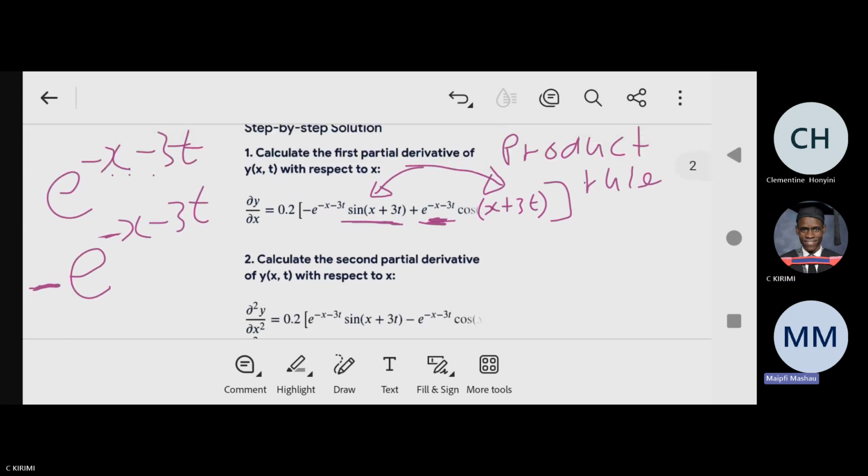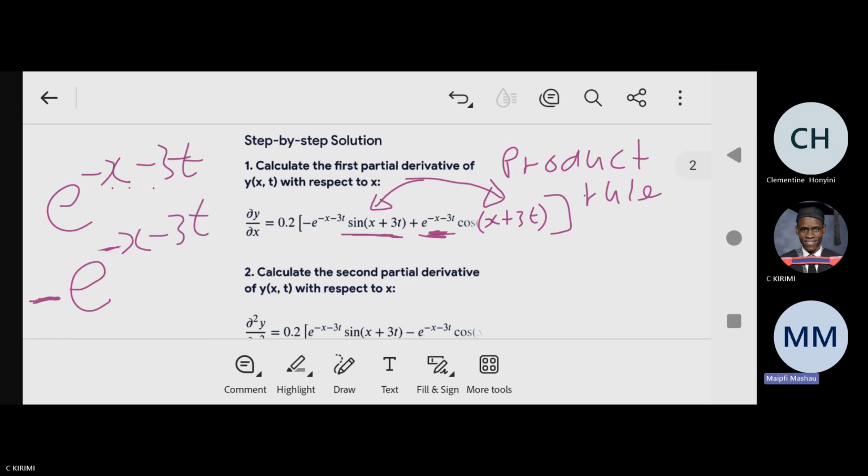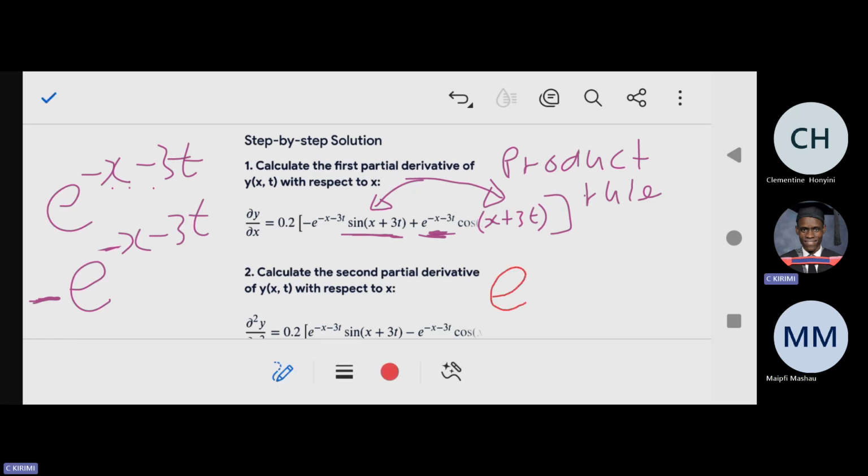When you differentiate an exponential equation, it's like this. It's going to be e to the power minus x minus 3t multiplied by the derivative of what is inside this bracket, the derivative of minus x minus 3t. When you differentiate this one with respect to x, it's going to give you -1.